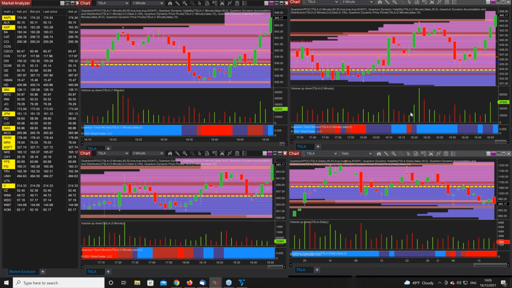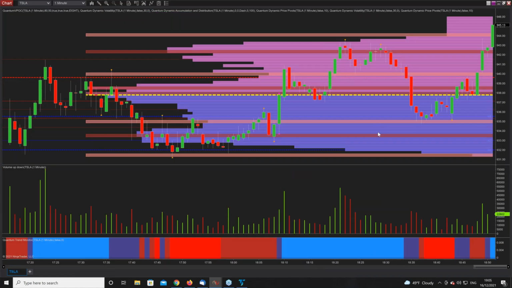Looks as though it's going to have a little run at that, try and break out. Stay with this for a moment. See how the volume goes.